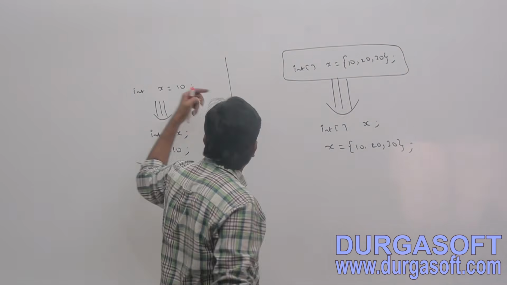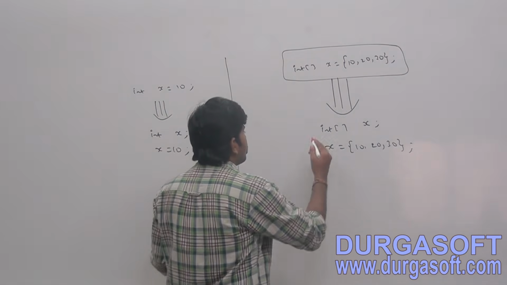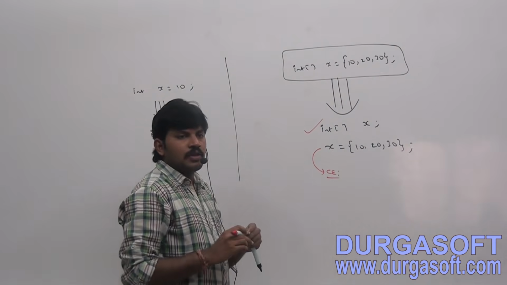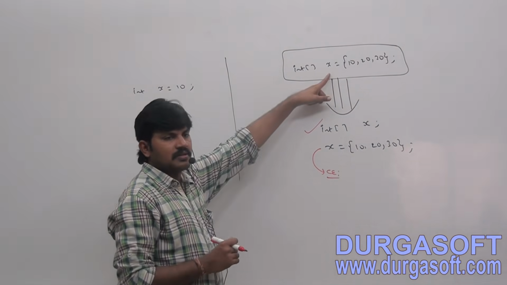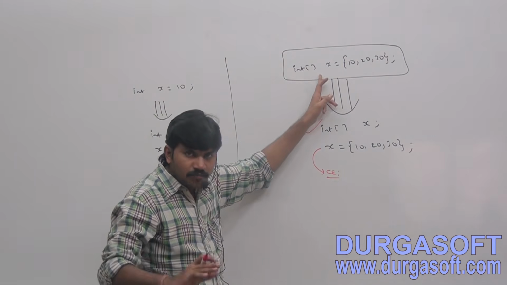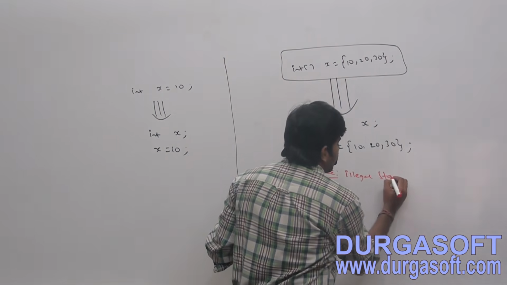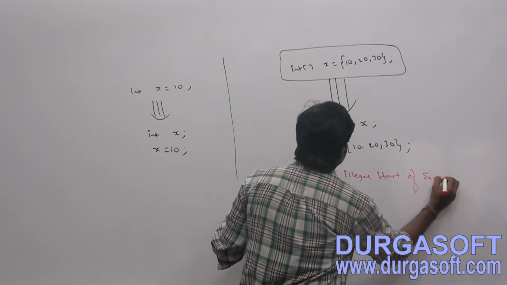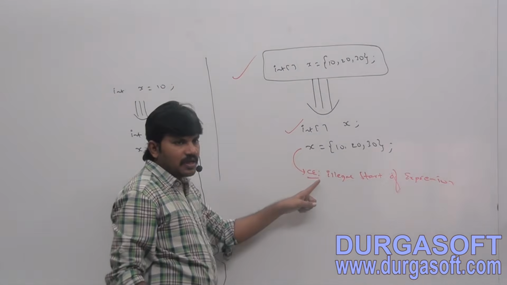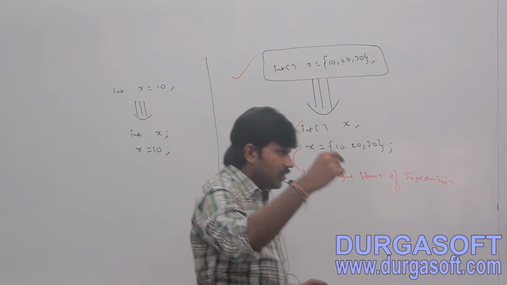You can divide into multiple lines. The first one is valid, but for this one you are going to get a compile time error. If you want to use this shortcut, compulsorily we should perform everything in a single line. If you try to divide into multiple lines, we will get a compile time error saying illegal start of expression.